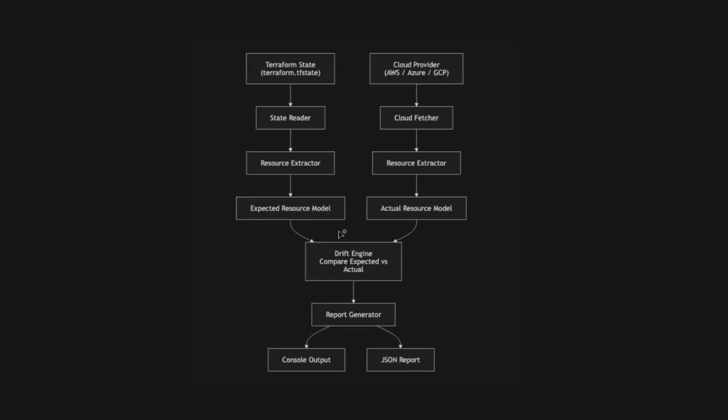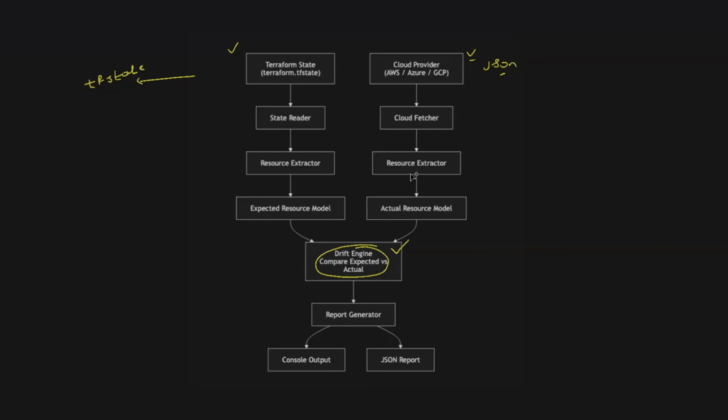Now let's take a look at the architecture. At the core of the architecture, we have the drift engine. What is the responsibility of the drift engine? It compares the resource information in the Terraform state file against the actual information on the cloud platform. I mean the actual resource information. Now this is tricky because Terraform state file stores the information in the TF state file format, and AWS has this information in the JSON or YAML format.